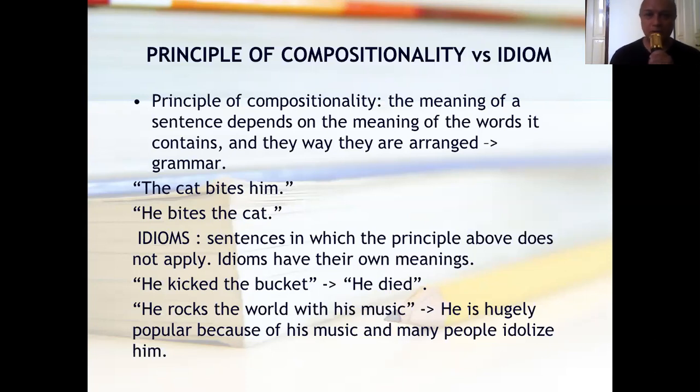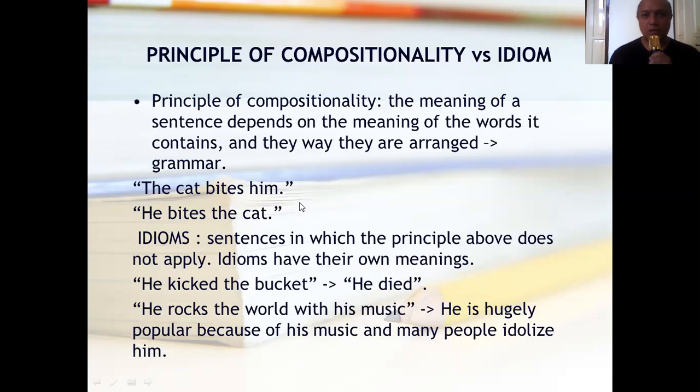You might recall that grammar is the way words are arranged one after another in a string of sentence in such a way so that it makes a meaningful string. Okay, so for example, the sentence "the cat bites him." The meaning of this sentence is simply there is a cat and the cat bites him. If we change the order of the words, "he bites the cat," then we have another meaning. There's a person, a male person, and he does something which is biting the cat.